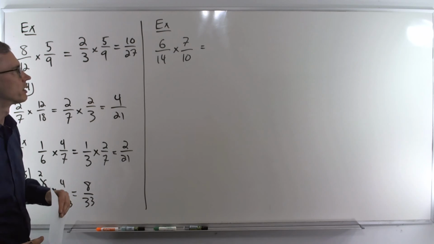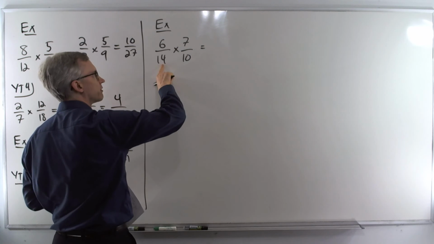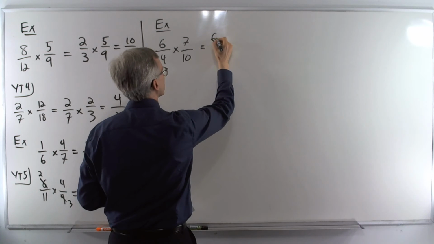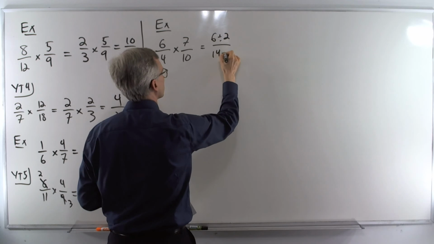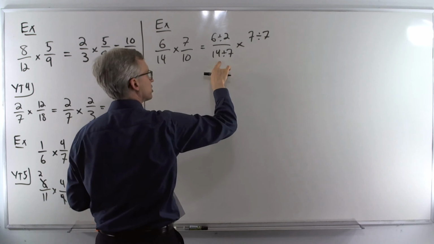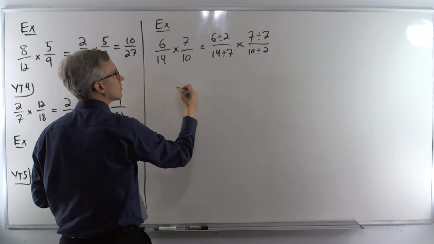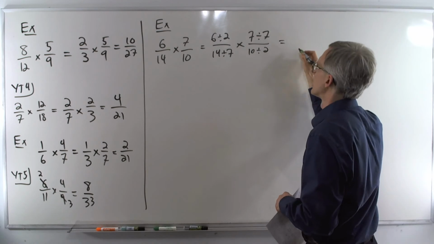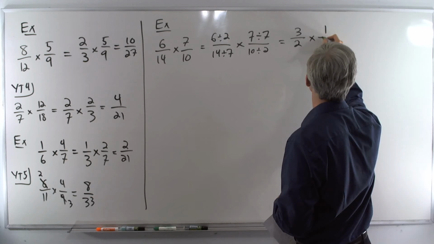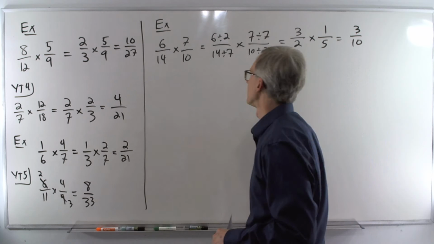Now there will be times when more than one cancellation is possible. If we look across these fractions, 7 and 14 have a common factor of 7. 6 and 10 have a common factor of 2. All right, so I'm dividing these two by 7 and these two by 2. So that gives us 3 on top here, 2 on the bottom, times 1 on top and 5 on the bottom. And multiplying, we get 3/10.